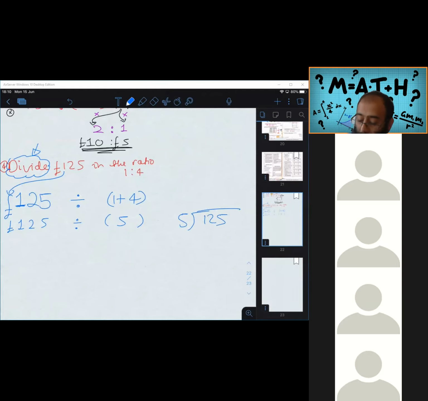This is called using the bus stop technique. So 5 into 1 is nothing, remainder 1. How many 5s go into 12 is 2, remainder 2. And how many 5s go into 25 is 5.